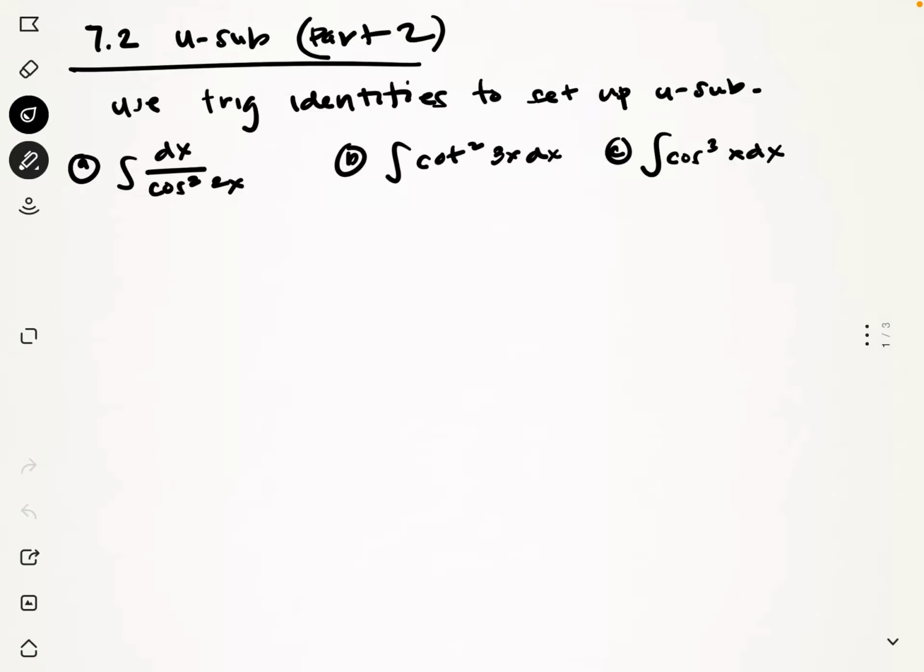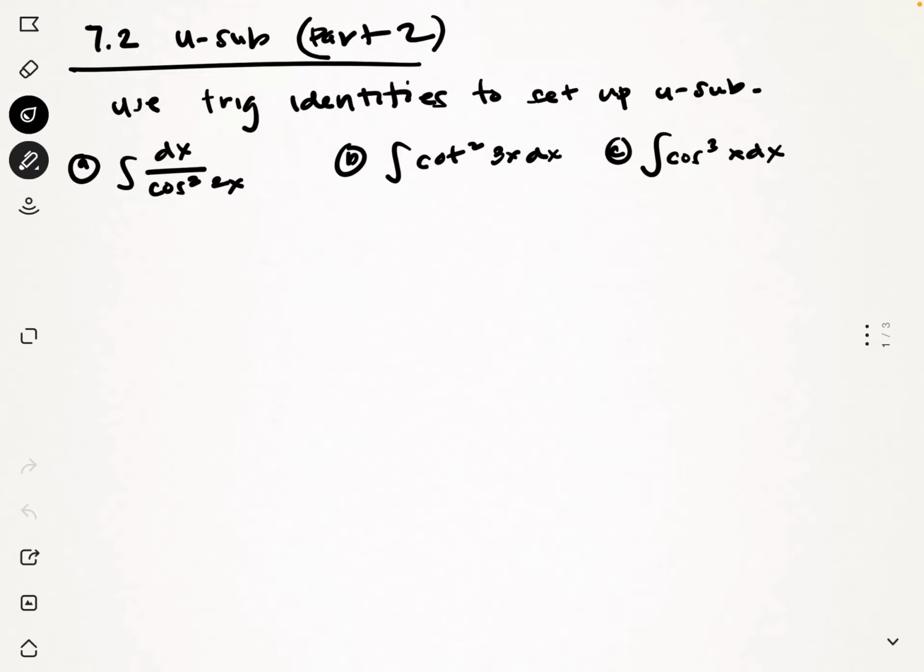Today we're doing U-Sub Part 2, 7.2. For the first part, we're just going to use our trig identities to set up this U-Substitution. Sometimes when we use our trig identities, it makes our antiderivatives a little bit easier to do, especially if we have stuff that we don't have formulas for on our cheat sheet. Okay, so let's do part A.